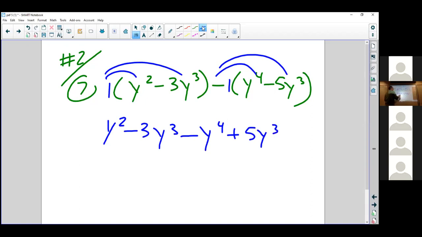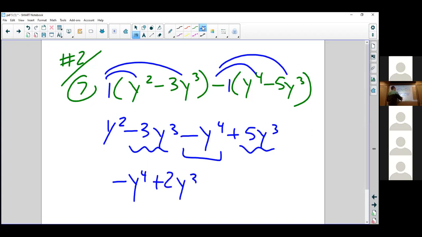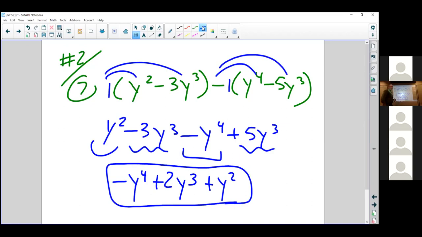And we're going to take a look at like terms. So negative y to the fourth, I don't have any others. I have y to the third, which has company. So negative 3 plus 5 is positive 2y to the third. And then I have y squared, which is a positive value. And notice I have the exponents in descending order. That's pretty much the accepted way to do it. It's not necessarily wrong if you don't have it that way. It just becomes good practice for you for future math classes.